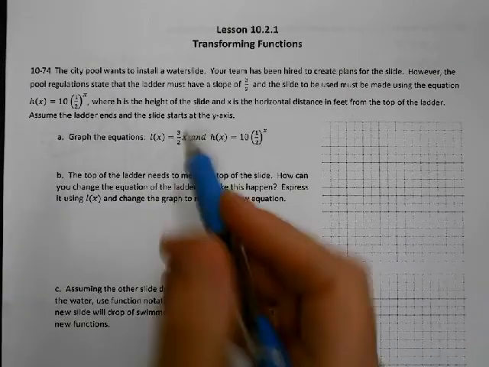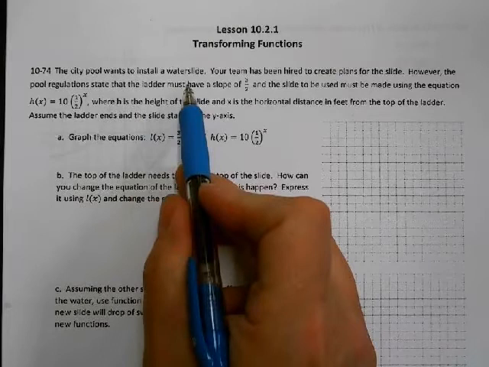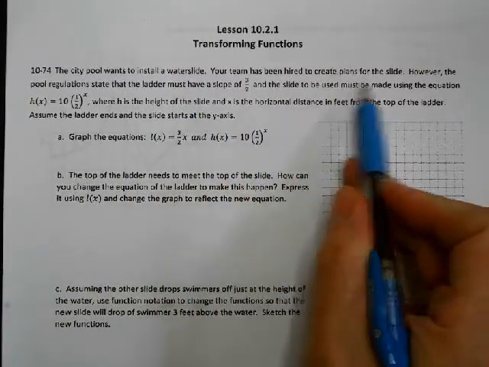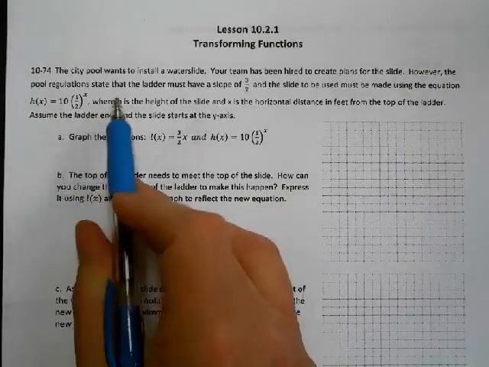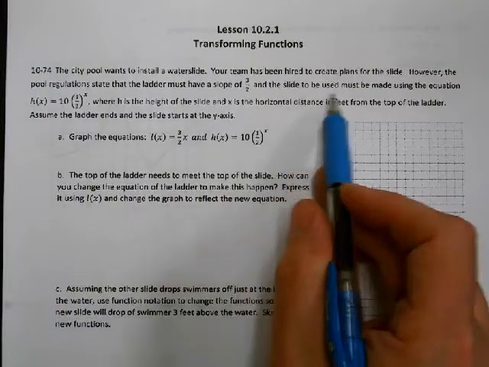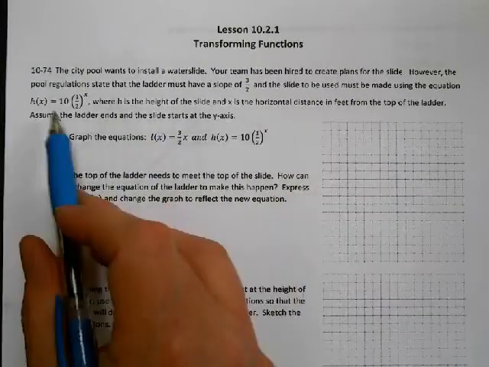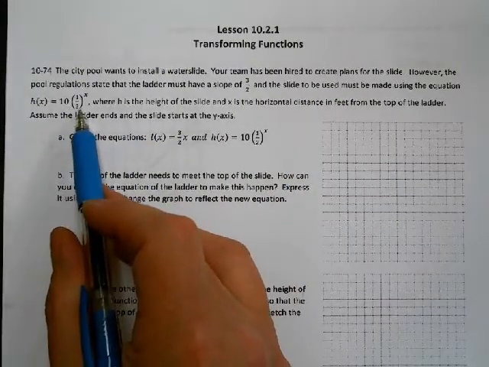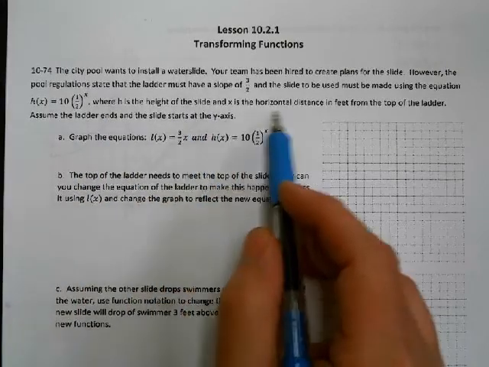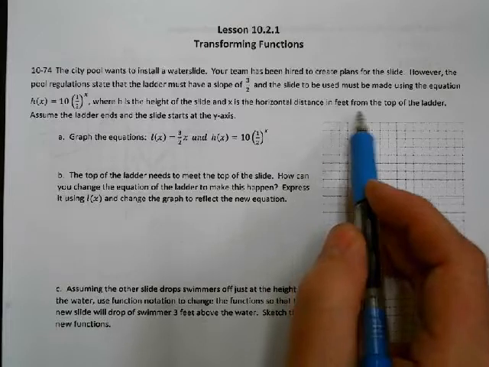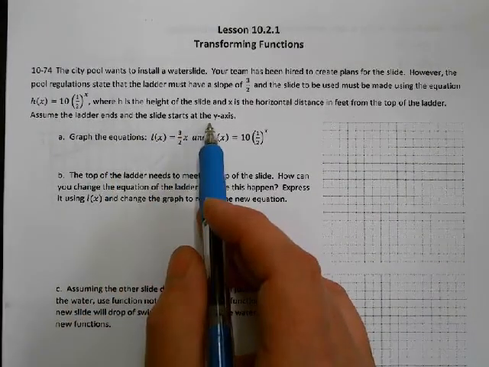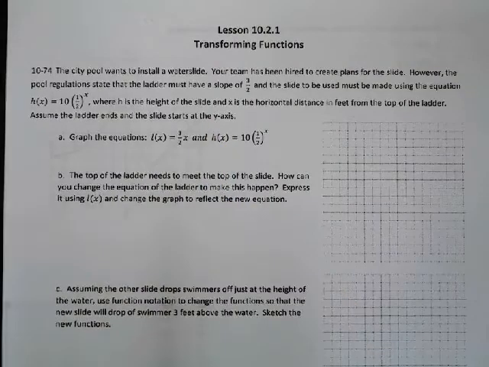All right, so the city pool wants to install a water slide. That sounds like a good idea. Your team has been hired to create plans for the slide. However, the pool regulations state that the ladder must have a slope of 3/2. And the slide must be made using the equation h of x equals 10 times 1/2 to the x power, where h is the height of the slide and x is the horizontal distance in feet from the top of the ladder. Assume the ladder ends and the slide starts at the y-axis.